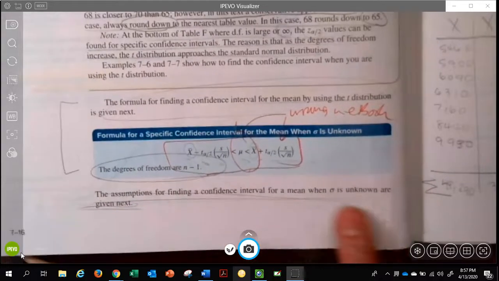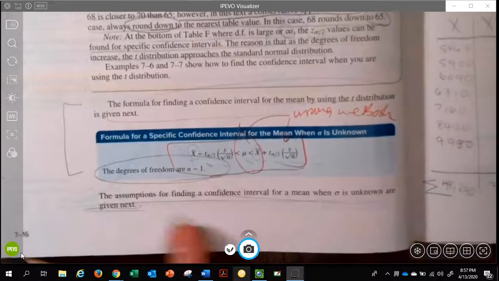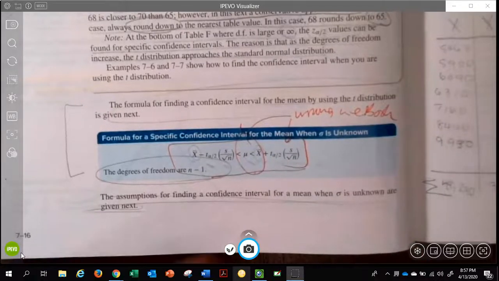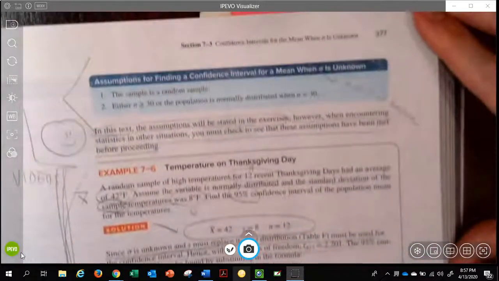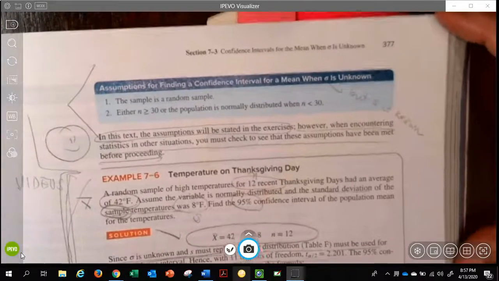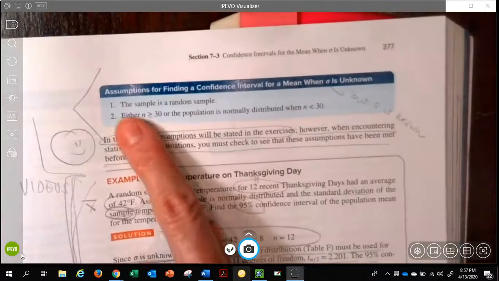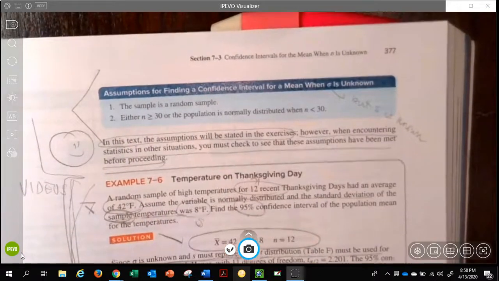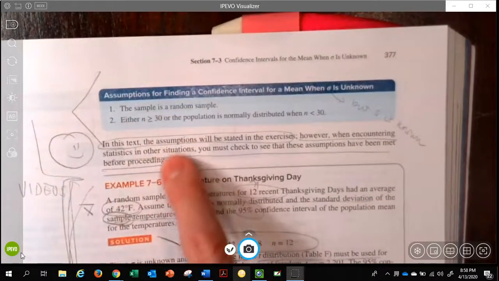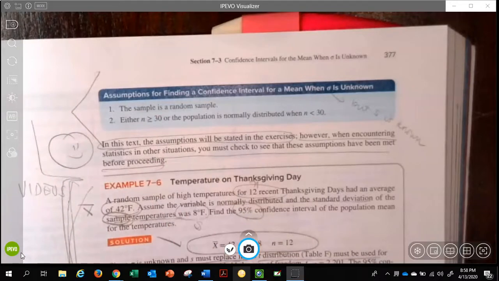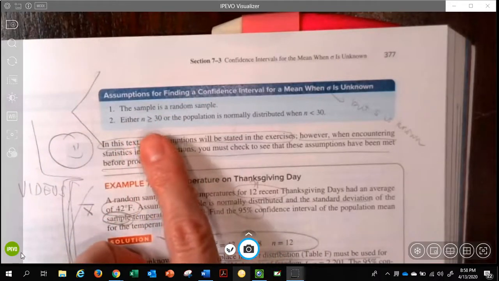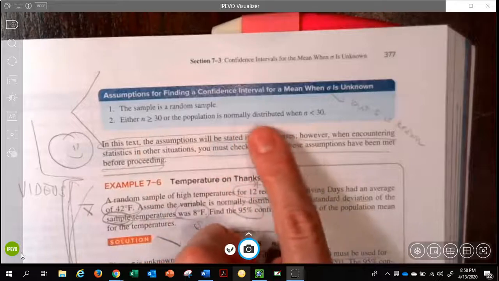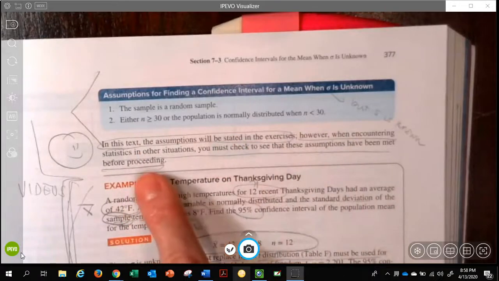It says the assumptions for finding this when sigma is unknown are given next. And this is the last piece I want to say on our introduction. I'm now at page 377. Here are some assumptions. Again, our book, I'll just say, is rigged. But this is great information if you go on: the sample has got to be random. You either have to have greater than 30, or if it's less than 30, it's normally distributed.